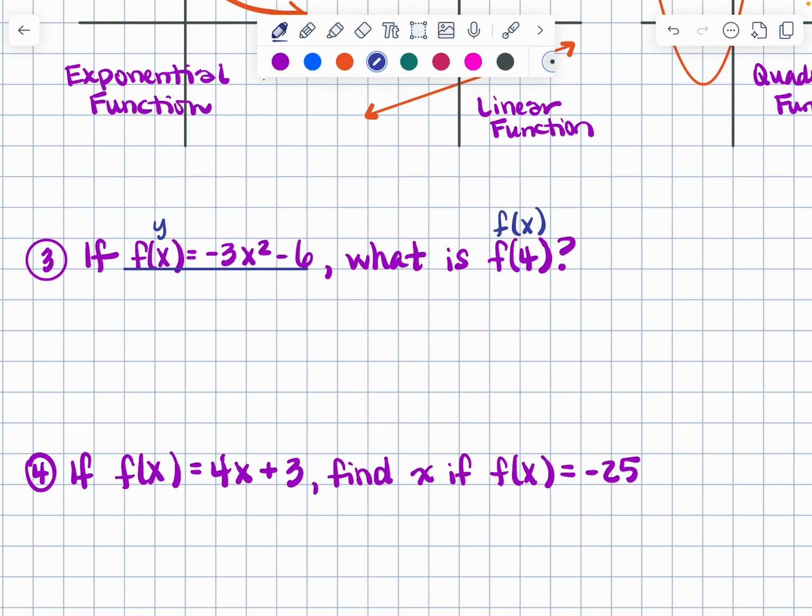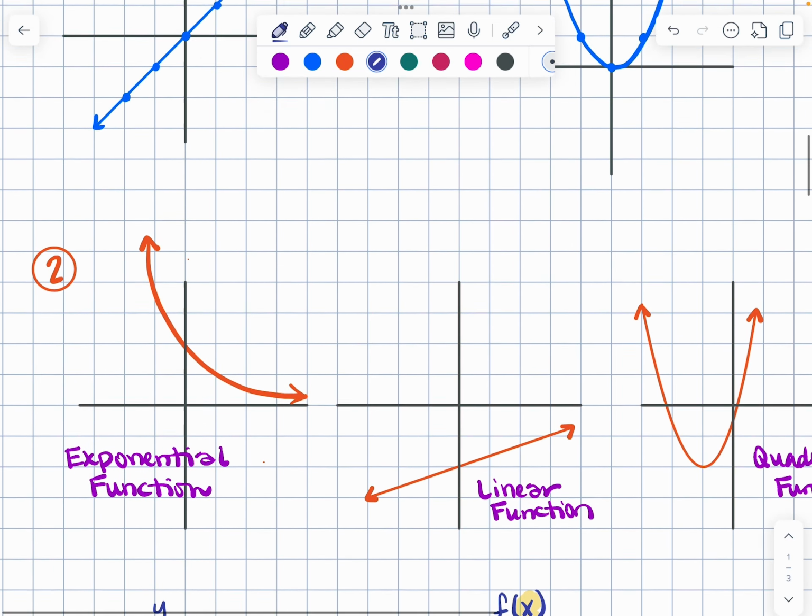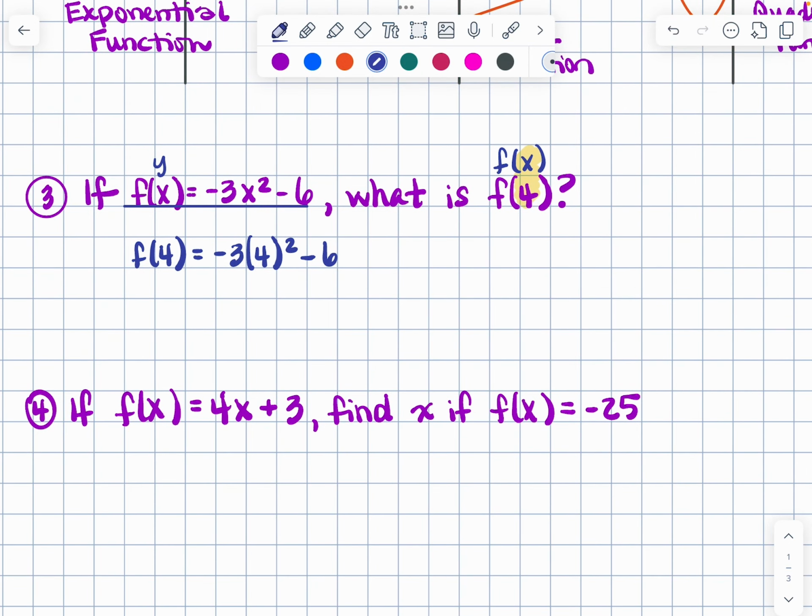Well, remember, right, function notation is f of x. So what they're asking you is to go to the f function, which is right there, and plug a 4 in for x, right? They're telling you what the x value is, right? So we're going to go back over here, f of 4, right? I'm plugging the x of 4 in, and equals negative 3 times 4 squared minus 6. Sorry about that.